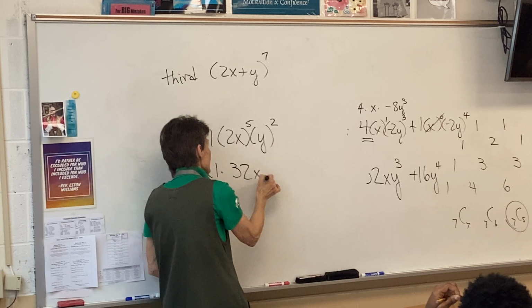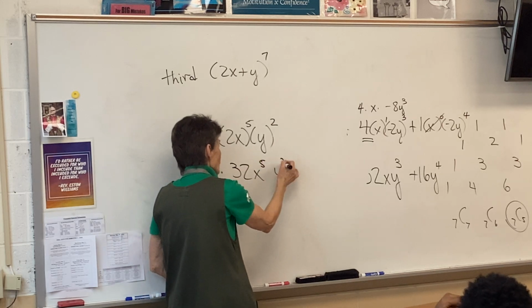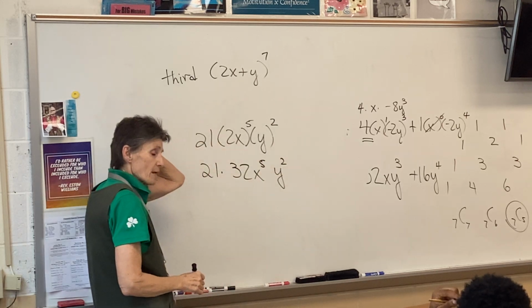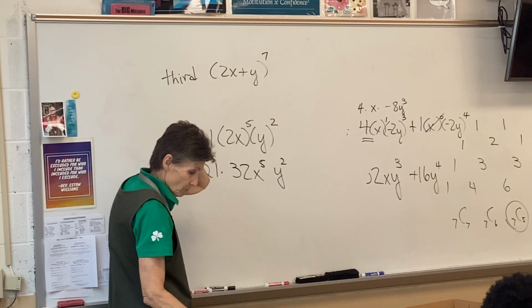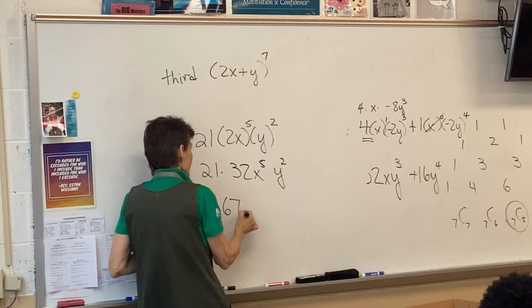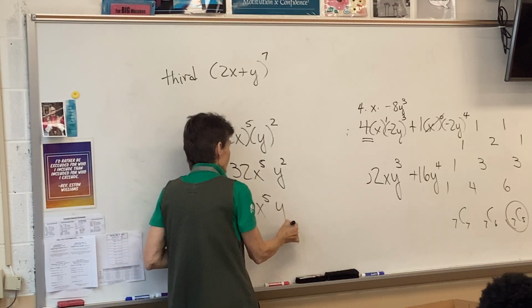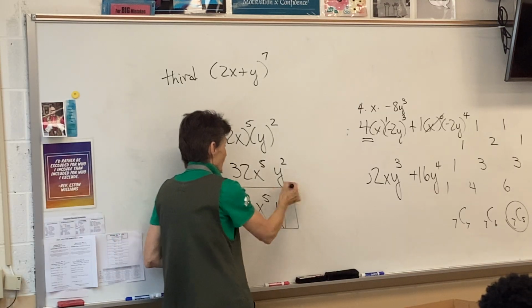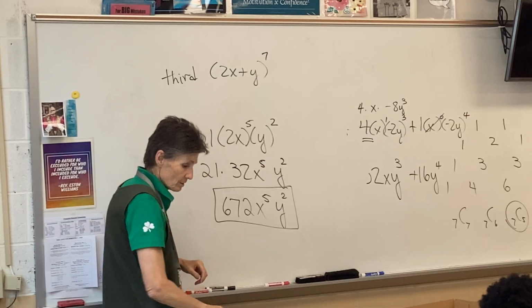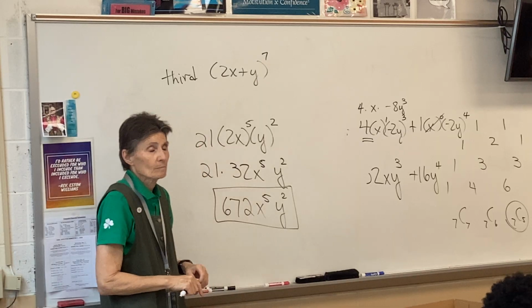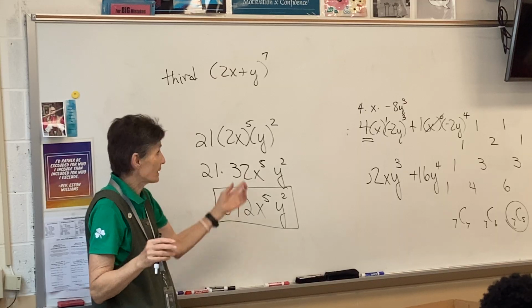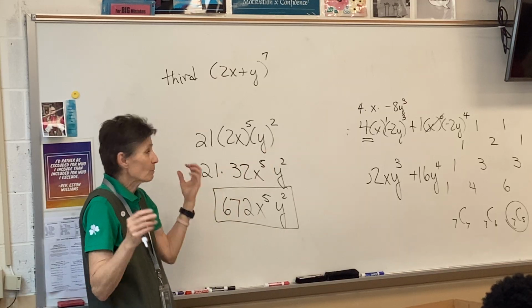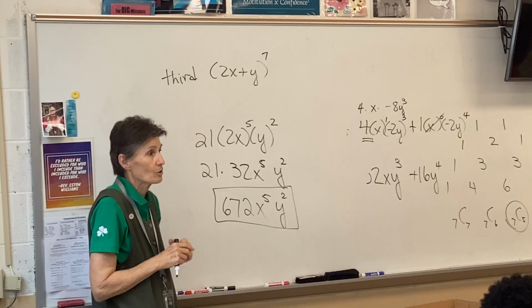32 x to the 5th, y cubed. So then I multiply 21 times 32, 672 x to the 5th y squared. And that is the third term. I didn't have to write them all out. I could have, like I did the last problem, but I really was only interested in the third term.